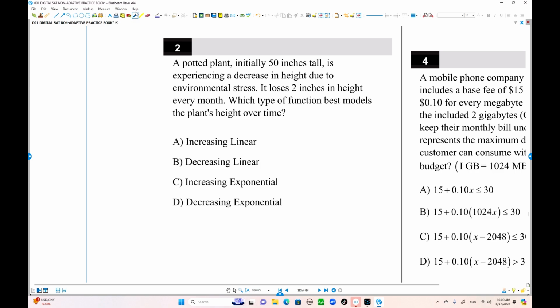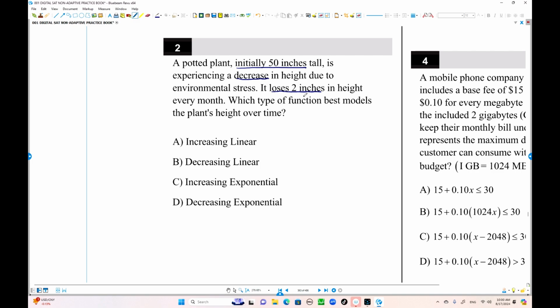This is number 2, module 1. A spotty plant, initially 50 inches tall, is experiencing a decrease. Okay, here is a keyword: initially 50 inches, and experiences a decrease in height due to environmental stress. Decrease, that's the second keyword. Third one is explain this. How much decreased? 2 inches decrease.